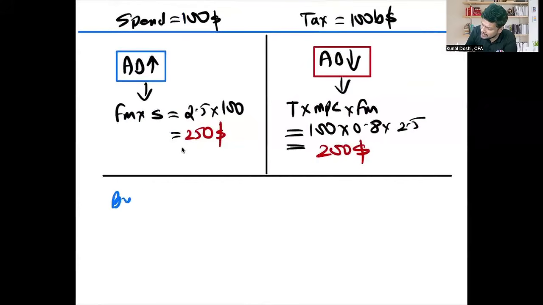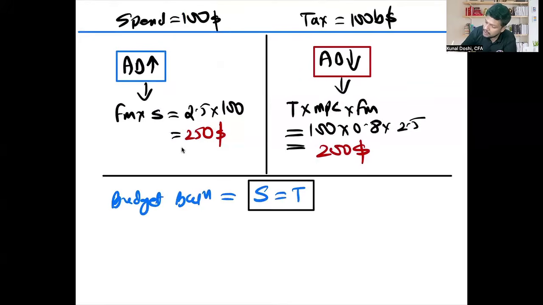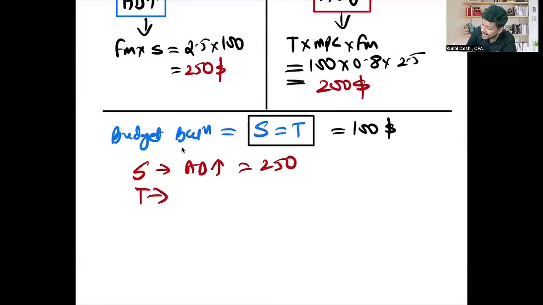Now tell me one interesting thing. Has the budget been balanced? Is the budget balanced? Yes, because the spending and taxes are both the same at $100. Isn't it? Both are $100. So the budget is balanced. Because of spending, the aggregate demand increased by $250 billion. But because of taxes, the aggregate demand decreased by $200 billion.